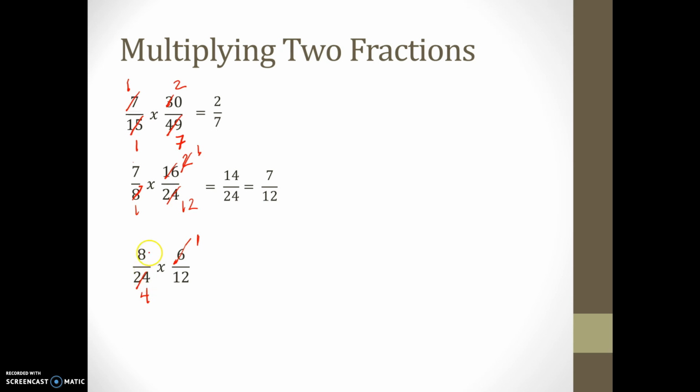And let's do 4 and 8. Let's divide both of those by 4. Get 1 here and 2 up here. Now let's cross-cancel and divide 2 and 12, both by 2. So let's get 1 here and 6 down here. Now we've got 1 times 1 in our numerators, so that's just 1. And 1 times 6 in our denominators, which is 6. So we end up with 1/6.